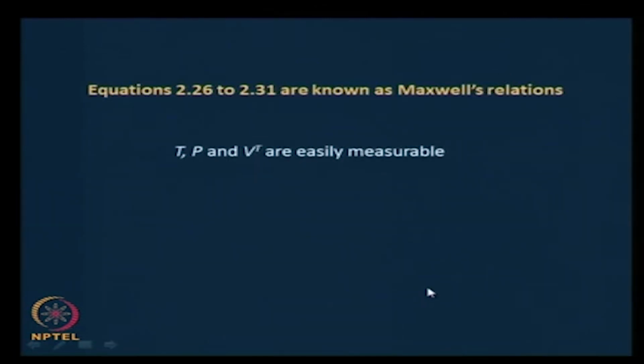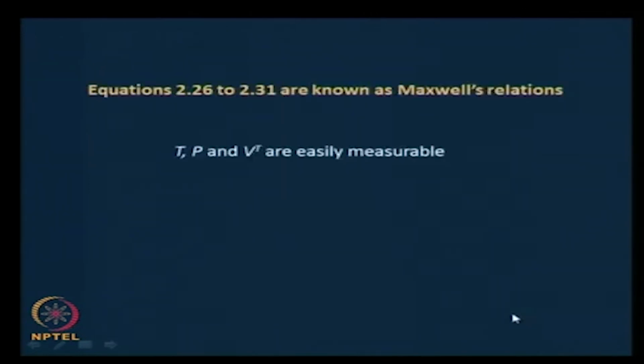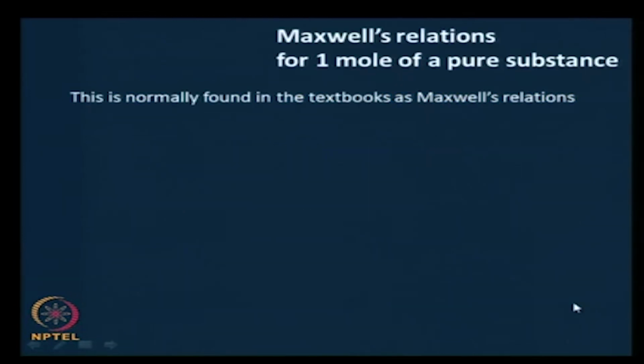And these equations 226 to 231, which we obtained through application of the reciprocity relationship to equations that are applicable to a closed system, are called Maxwell's relations. This is what I just mentioned. We could represent Ut, St, Ht, At, Gt, which are not so easily measurable, in terms of T, P and Vt, which are easily measurable, by using these Maxwell's relations.